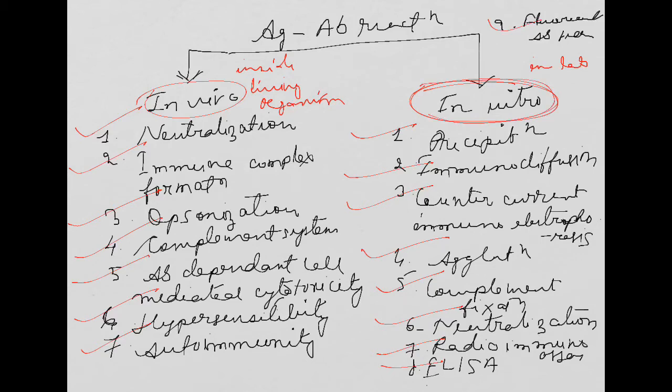The in vitro antigen antibody reaction is used to detect either antigen or antibody, the presence of antigen or antibody in a solution or in a mixture of biological sample, and the concentration of antigen antibody.